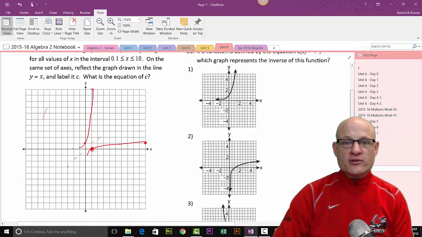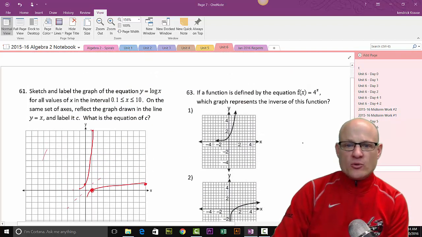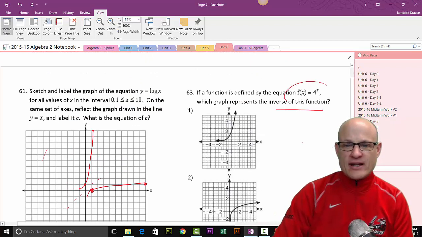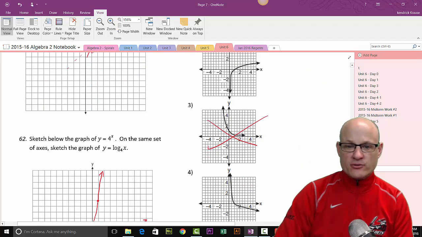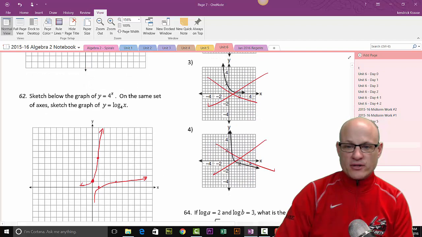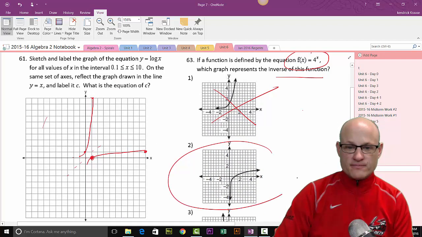62. Let's go to 63. 63 says, which graph represents the inverse of an exponential? That is an exponential. That looks good. This is not an inverse of an exponential. And this is not the inverse of an exponential. So this has to be the answer.